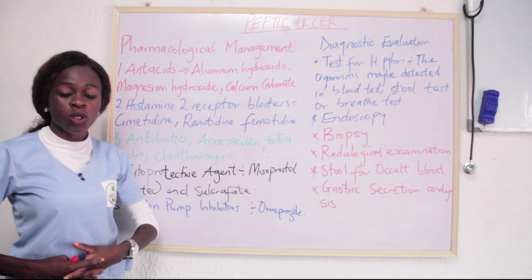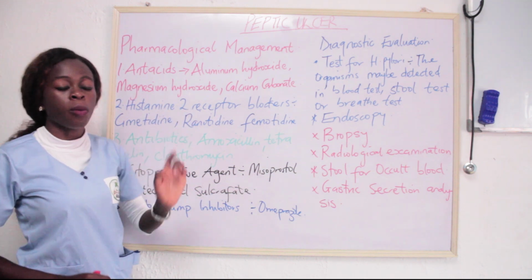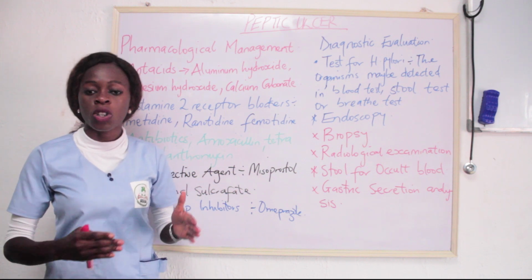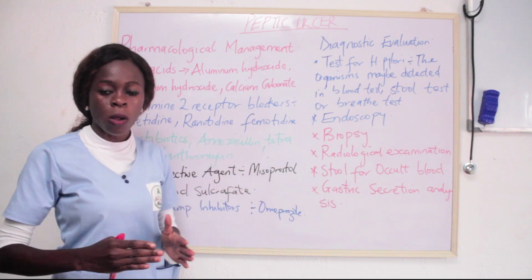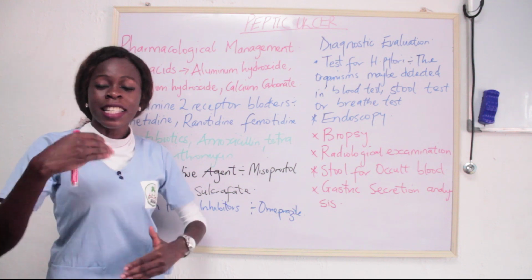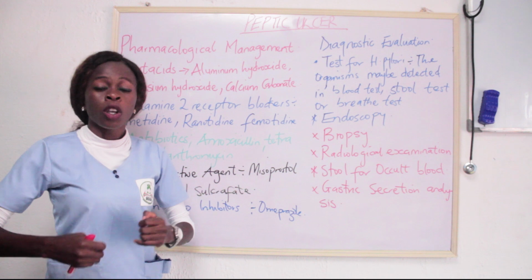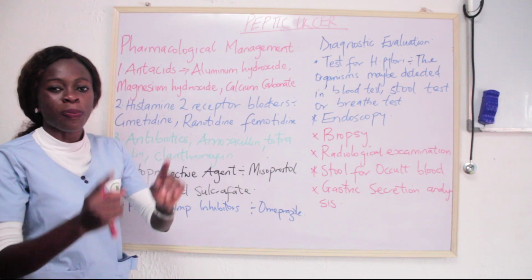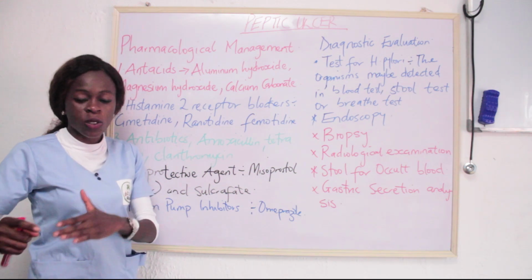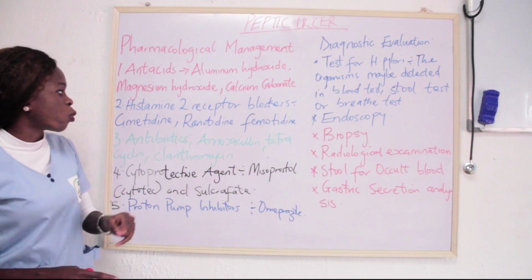Another class of drugs used for peptic ulcer is histamine 2 receptor blockers. Remember in our class when we were talking about the pathophysiology of peptic ulcer, we said that there is release of what? There is release of histamine, and this histamine increases further gastric acid production. So in such a case, we have to block the histamine so that acid will not be released, so that hydrochloric acid will not be released. So that is the job of what?